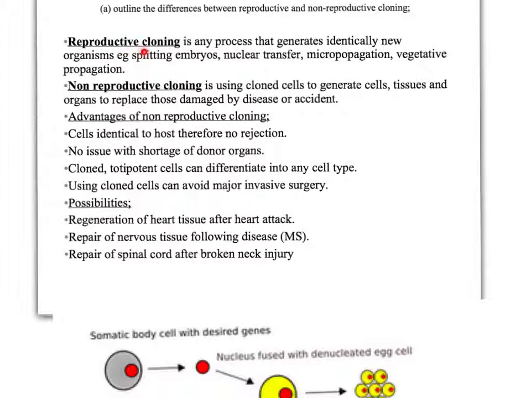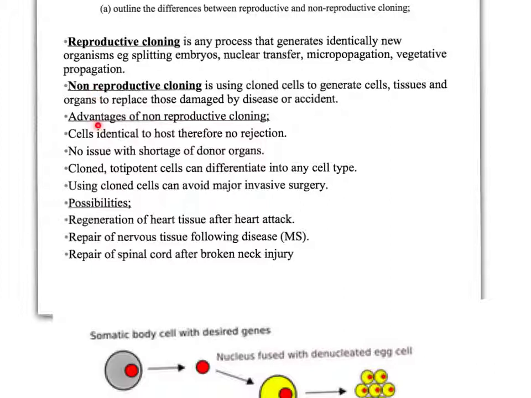We looked at this in terms of plants, in terms of our micropropagation and vegetative propagation, would be examples of reproductive cloning. We'll look at that with respect to animals. Whereas non-reproductive cloning is producing cloned cells which can be used or have potential for being used in some form of therapy to replace tissues or organs which have been damaged by disease or accident.